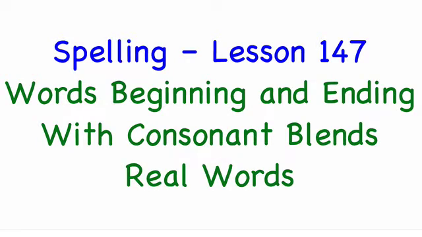This is lesson 147. It's a spelling dictation lesson with real words that will all have beginning and ending consonant blends. A consonant blend is a cluster of 2 or 3 consonant letters that come either before or after the vowel. Each consonant within that cluster will contain its own individual sound.